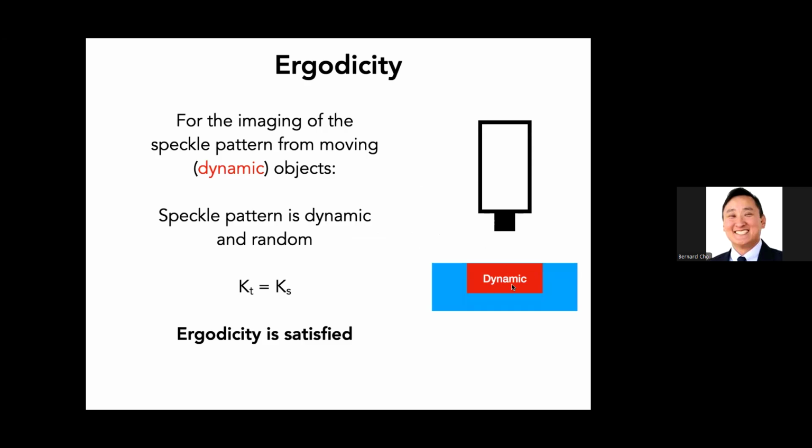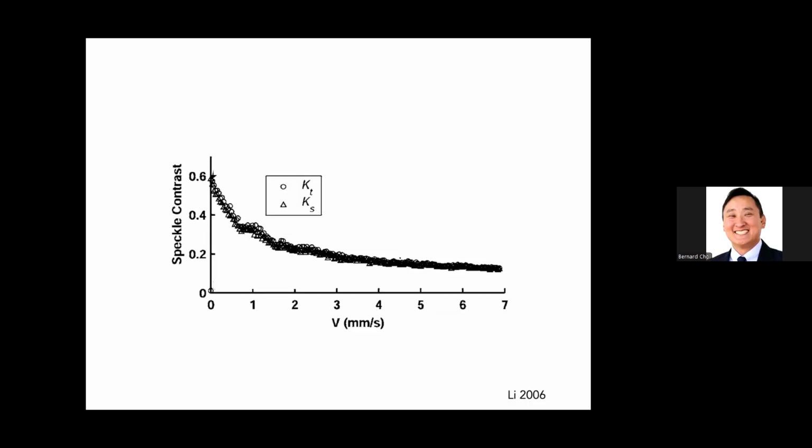So in this case, and we saw with that measurement, the temporal and the spatial statistics, the contrasts were pretty much the same. So this is a case in which ergodicity is satisfied. Basically, the temporal processes and the spatial processes, they're equal. And that's what we saw here.